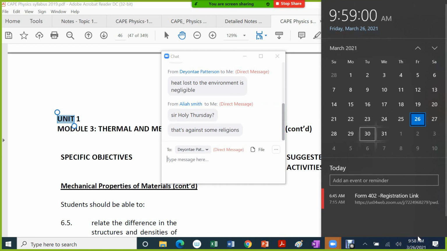Let me check something here as it pertains to the break. When are we going off? We're going off on Tuesday. All right. Wednesday we can have class. We're going to leave out Holy Thursday. We're going to leave out Good Friday. But chances are Monday morning and Tuesday, we have to have classes those 2 days.